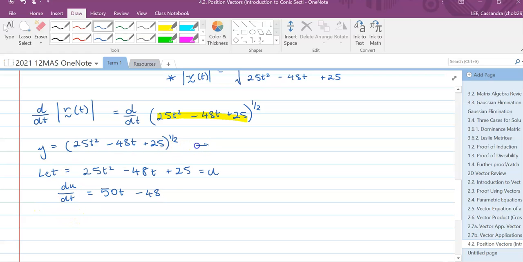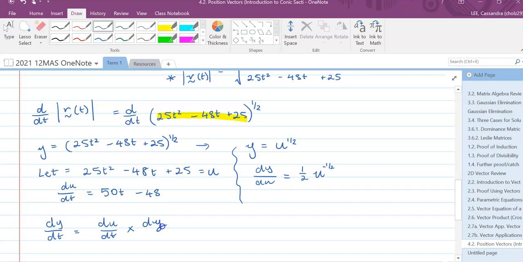Now I can rewrite this y expression as y is equal to u to the power of a half. If I find the derivative of this function with respect to u, dy/du is going to be equal to 1/2 u to the power of negative 1/2. Okay, so now I'm going to use my chain rule. We have dy/dt is going to be equal to du/dt multiplied by dy/du. Sorry, I messed that up earlier, that should be dy/du.